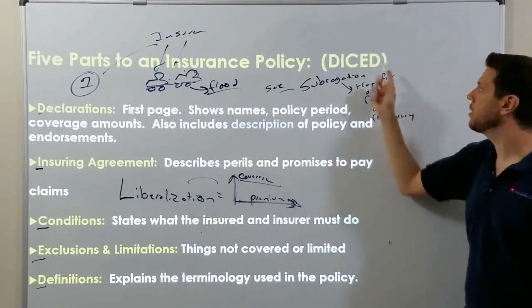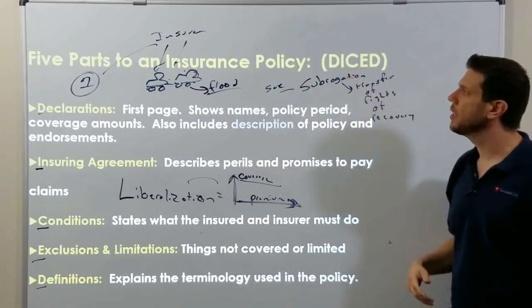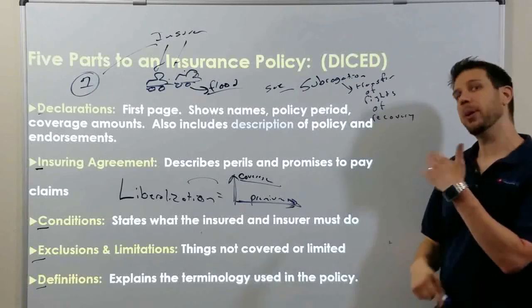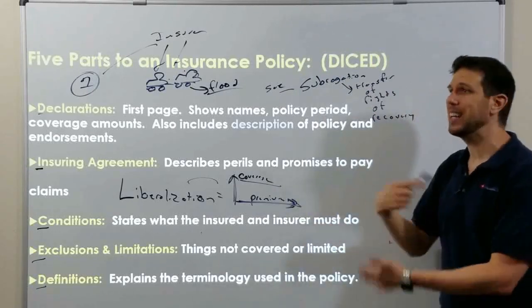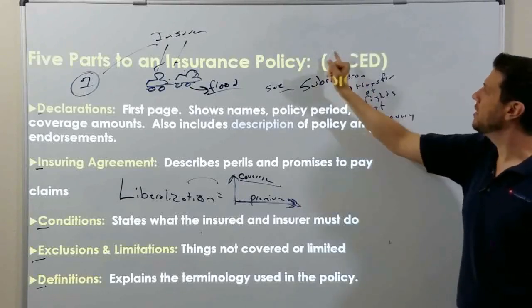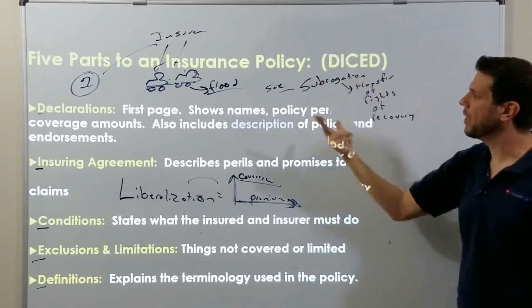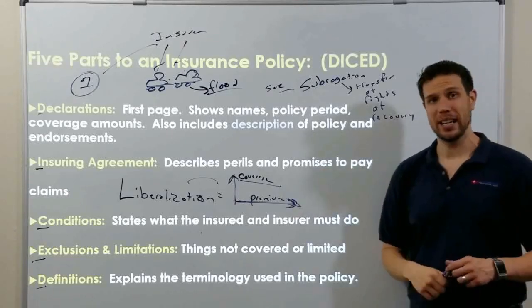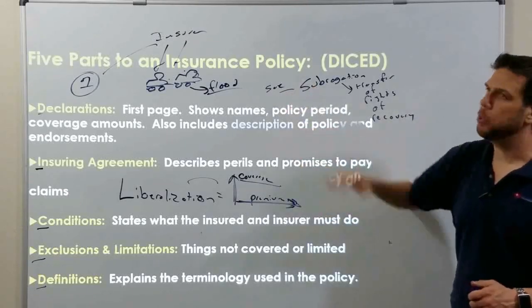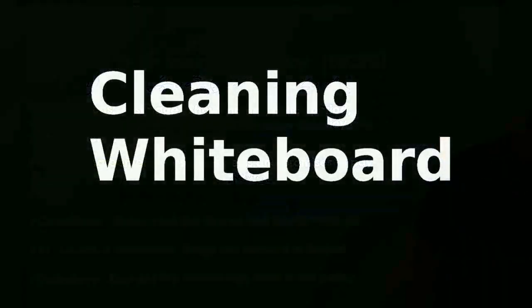The 5 parts spell the acronym DICED. So if you ever have all of the following are covered under the policy or all of the following are included in the policy except, memorize DICED: declarations, insuring agreement, conditions, exclusions, definitions. There's no A or N in DICED. This is a very important part on your test.